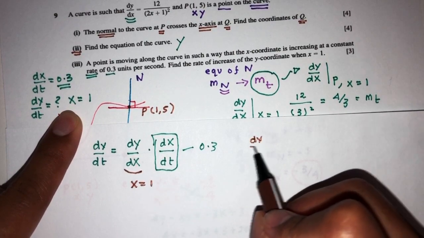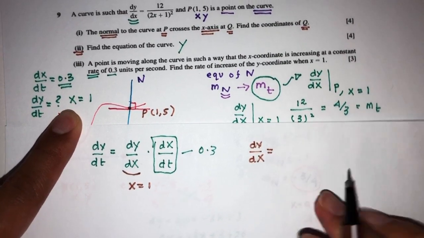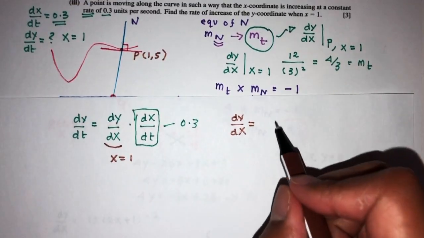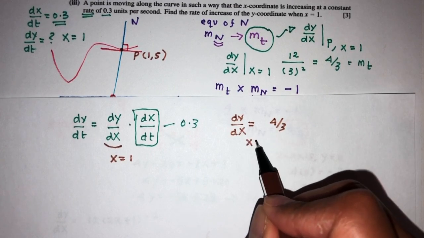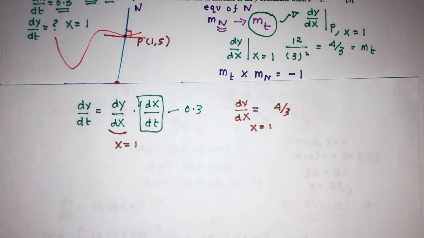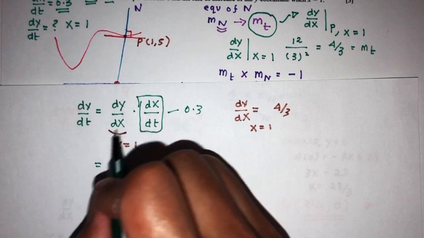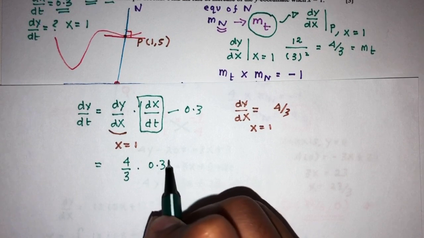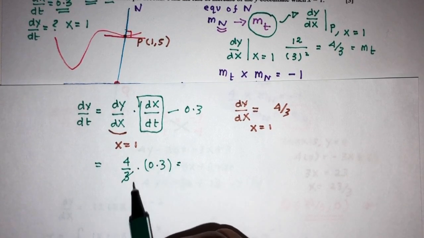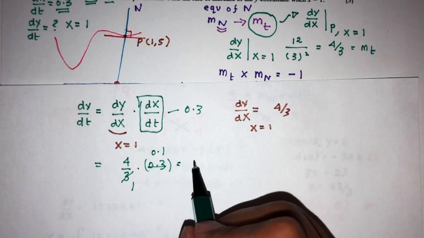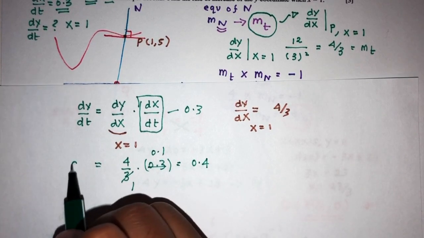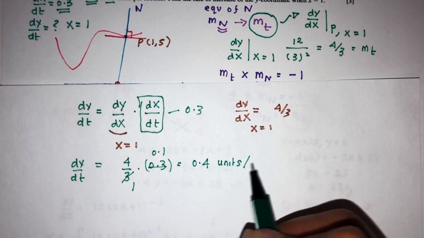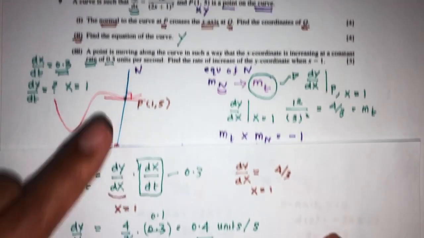Now dy by dx, when x equals 1, gives you the value of 4 over 3. So we can see this is clearly 4 over 3 when x equals 1. So just replace back in your main equation to find your value. That will be 4 over 3 multiplied by 0.3. So let's see what you have. Cancel out 0.1. That will be 0.4 as your answer for dy by dt. That will be units per second. And that will be your answer for part 3 of the question.